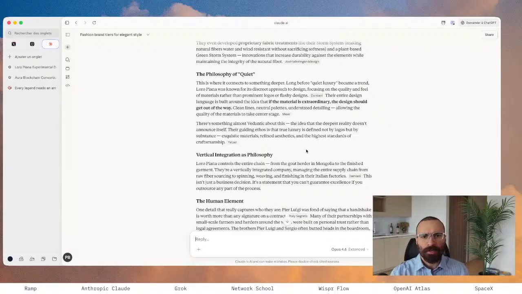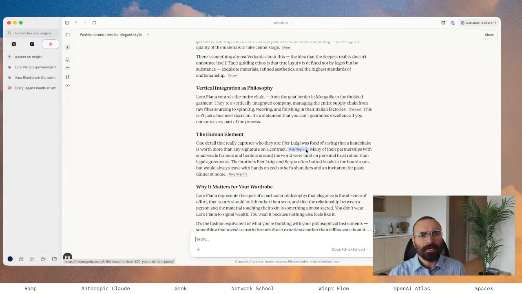There's something almost Vedantic about this, the idea that the deepest reality doesn't announce itself. The guiding ethos is that true luxury is defined not by logos but by substance, exquisite materials, refined aesthetics, and the higher standards of craftsmanship.